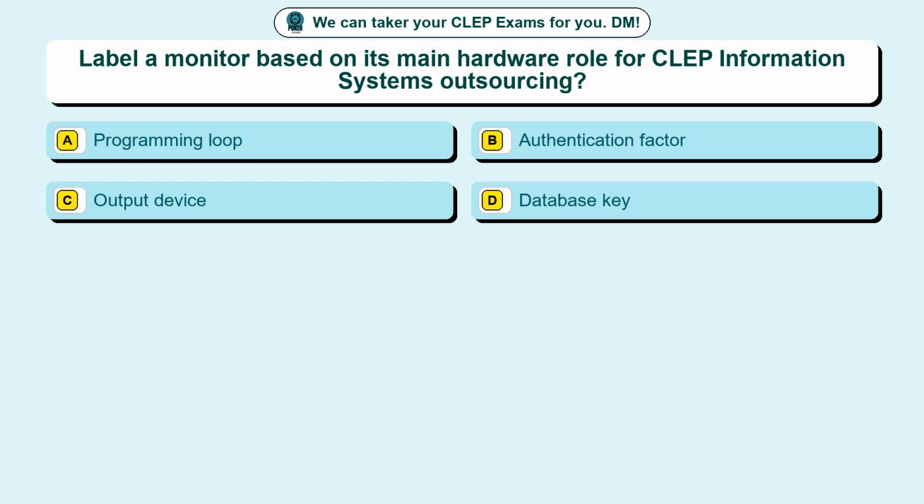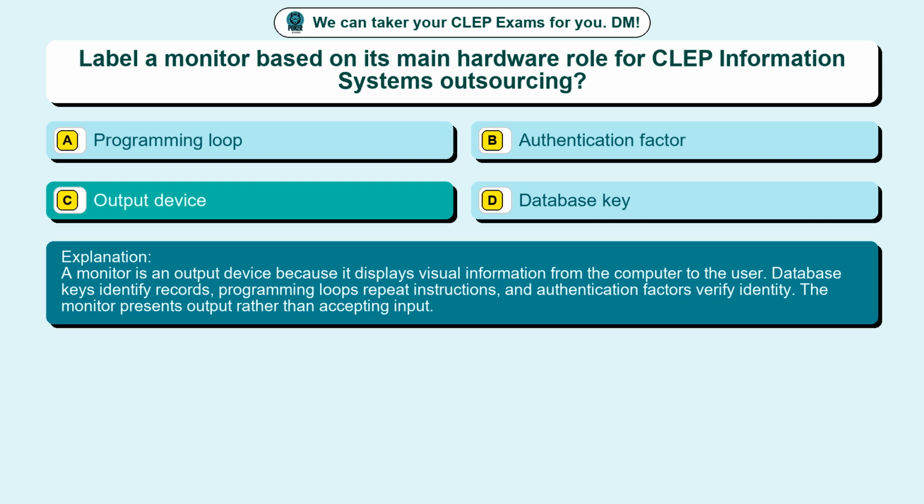Label a monitor based on its main hardware role for CLEP Information Systems outsourcing. Option A, programming loop. Option B, authentication factor. Option C, output device. Option D, database key. The correct answer is option C, output device.